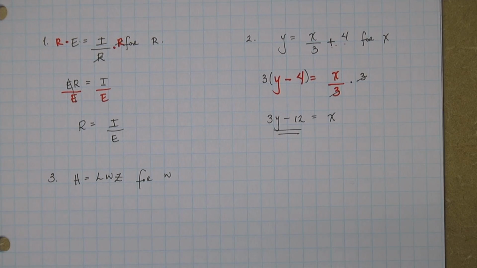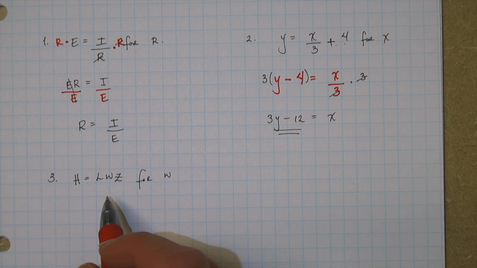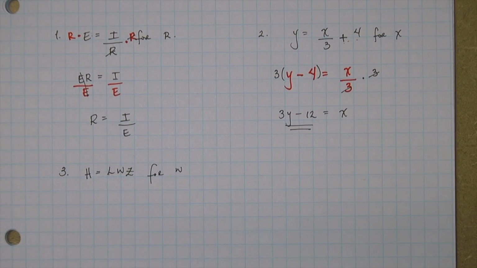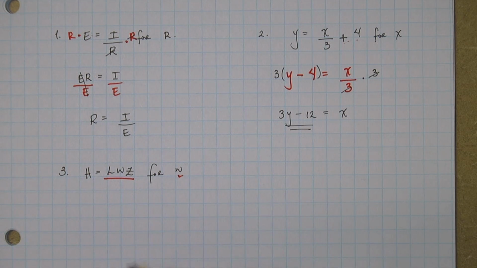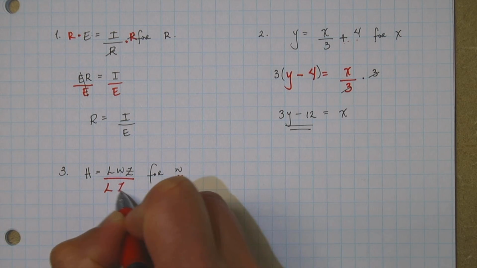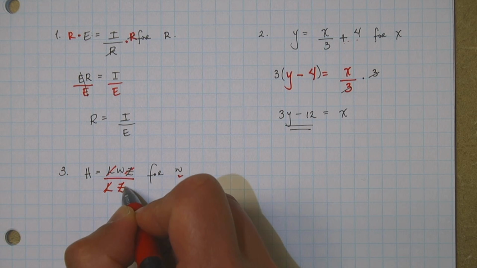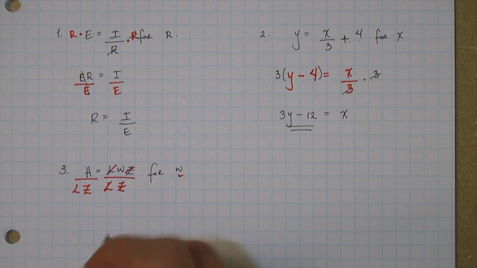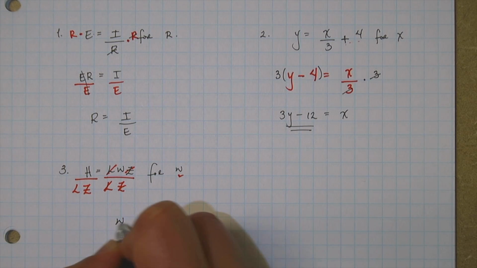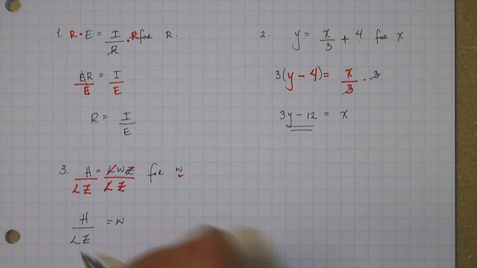Now the last one here is for W. If you notice, remember when 3 letters are next to each other, 3 variables, that means multiplication. Well, that means I want to isolate this one. It has to be by itself. So I'm going to get rid of the L, and I want to get rid of the Z. These are going to divide right here, right here. But remember, you have to do the same thing on the other side. That's just to balance the equation. So W is going to equal H divided by L over Z.